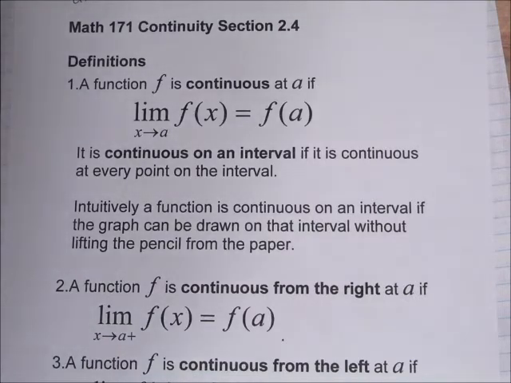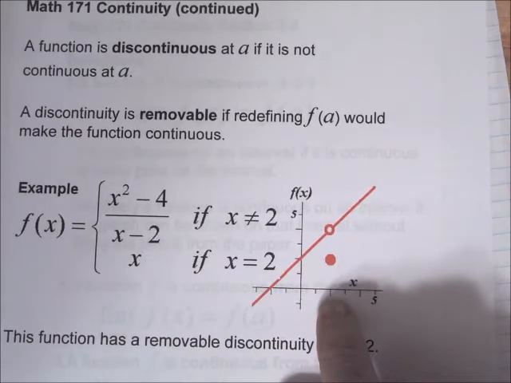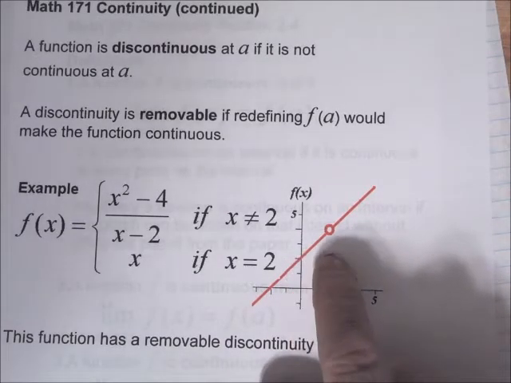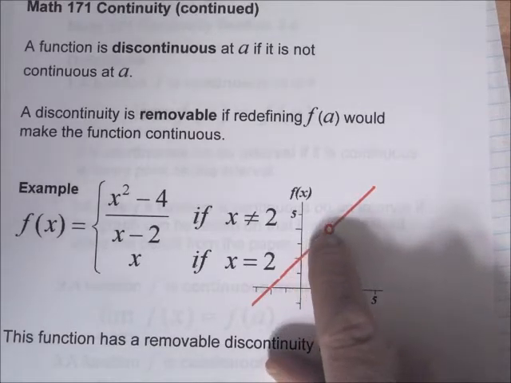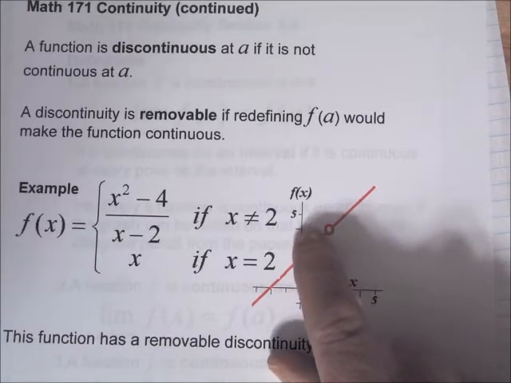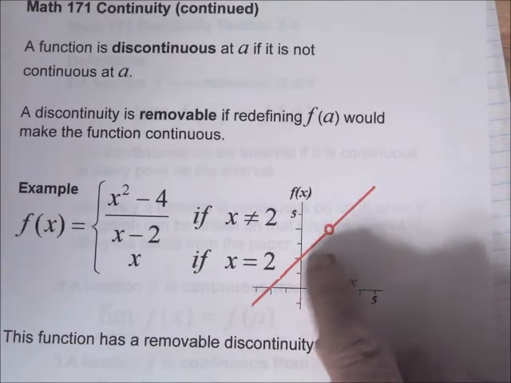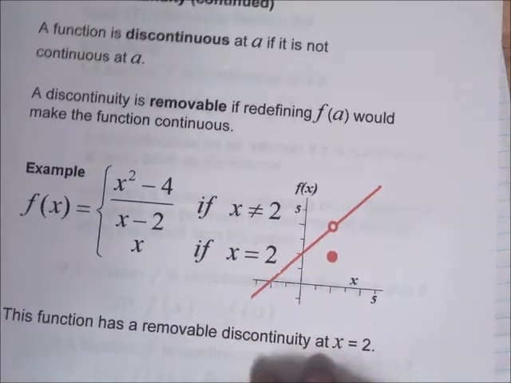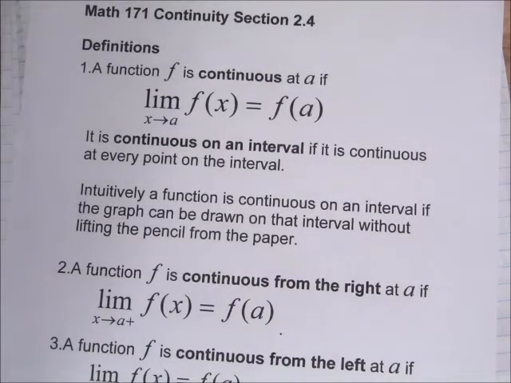In this example here, we have a hole in the graph, and f of 2 is equal to 2, but there's a little break in the graph there where we have the open circle. So the limit as x goes to 2 of f of x looks like it's about 4, just judging from the graph, and it's not equal to f of 2.